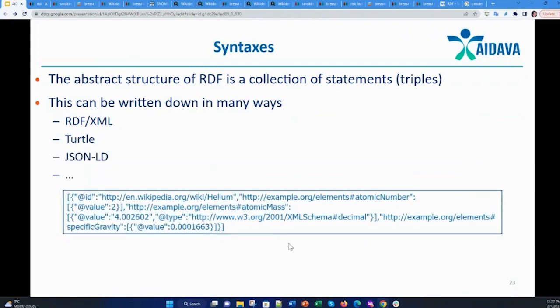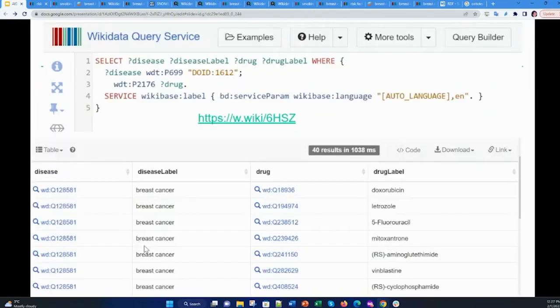A widely used format is JSON. Here we see a compressed version of the values, and for the same example for helium, we see the presentation of the different relations and the corresponding values.